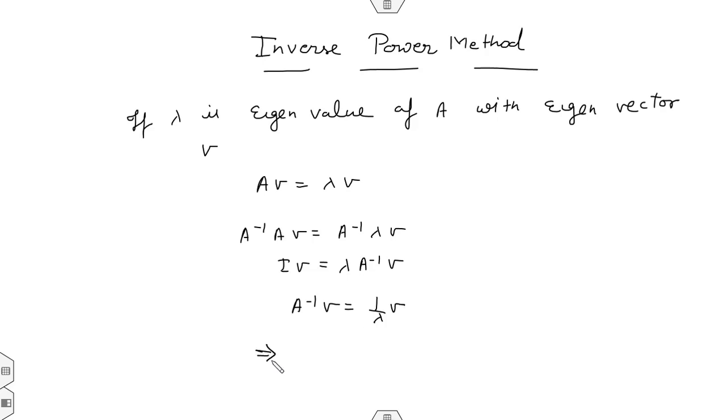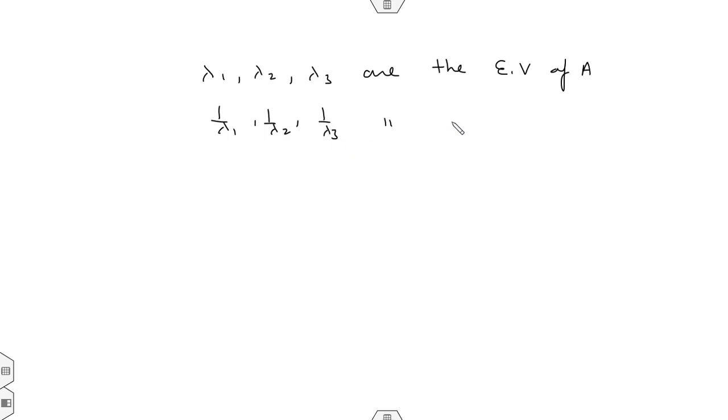So this implies that 1 upon lambda is an eigenvalue of the matrix A inverse. If lambda is an eigenvalue of the matrix A, then 1 upon lambda is an eigenvalue of the matrix A inverse. Suppose lambda 1, lambda 2, lambda 3 are the eigenvalues of the matrix A, then 1 upon lambda 1, 1 upon lambda 2, 1 upon lambda 3 are the eigenvalues of the matrix A inverse.